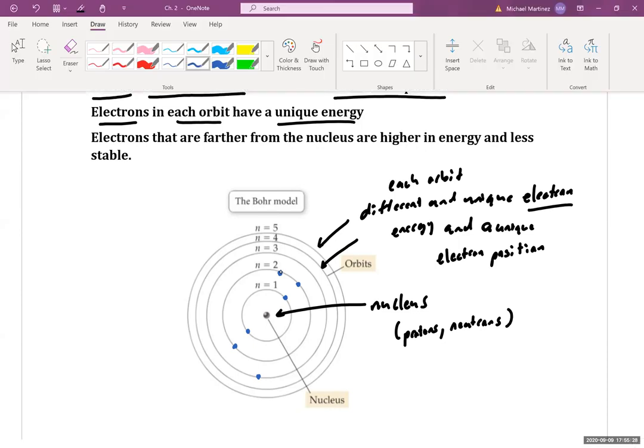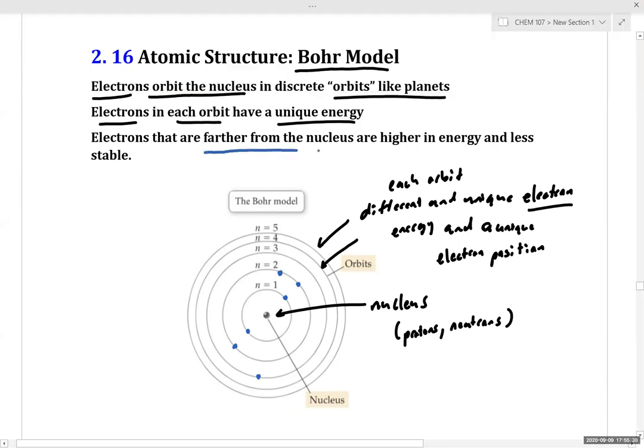Now, what we also know is that electrons that are farther from the nucleus are higher in energy and less stable. Well, that's because our electrons really want to interact and want to be close to this positively charged nucleus. The farther we are away from the nucleus, the weaker this interaction and the less stable our electrons are. So let's just put a note of that. Electrons far from the nucleus are high in energy.